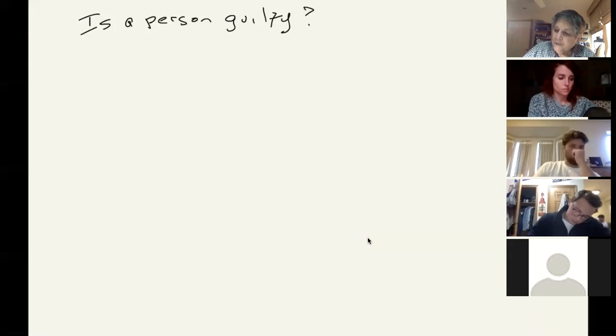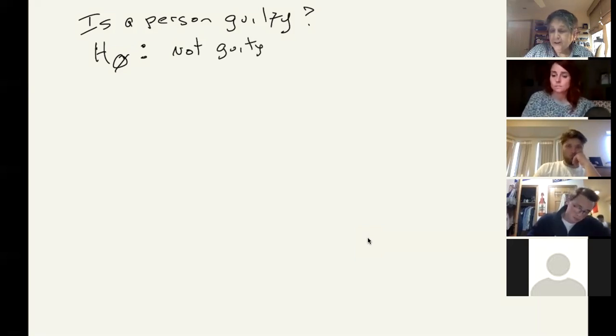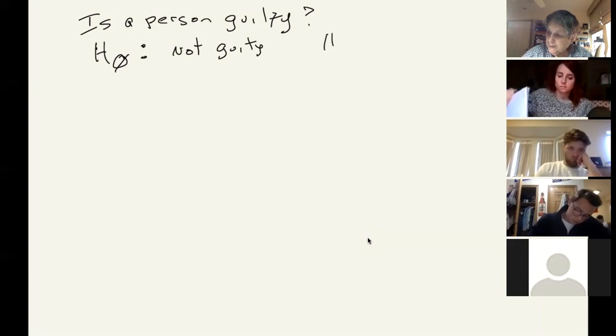The null hypothesis, we write like this: H for hypothesis, and then a small letter 0. Null just means 0. None, it means nothing. None, 0. The null hypothesis is that the person is not guilty. Nothing happened. And that's what we're going to test. By the way, the alternate hypothesis, just so you know it, could be that the person is guilty.